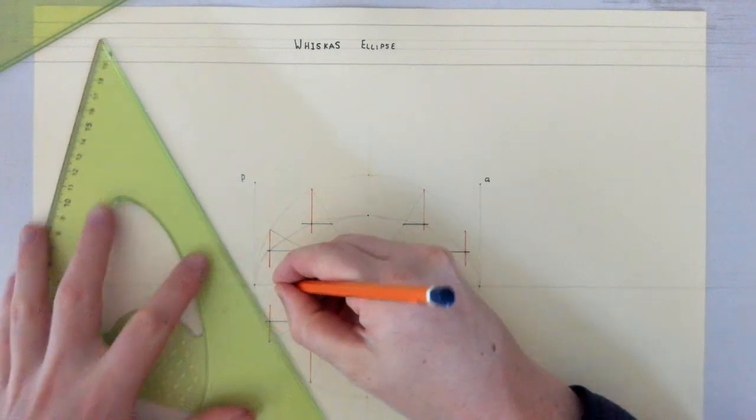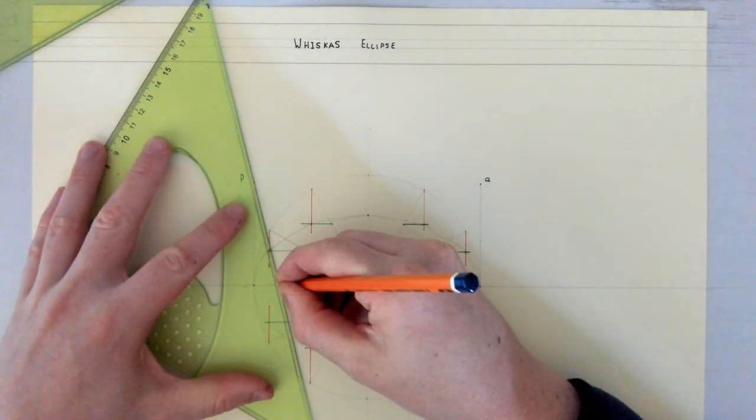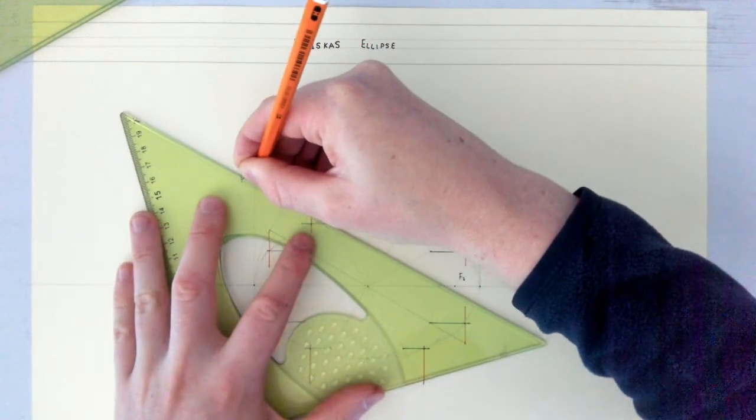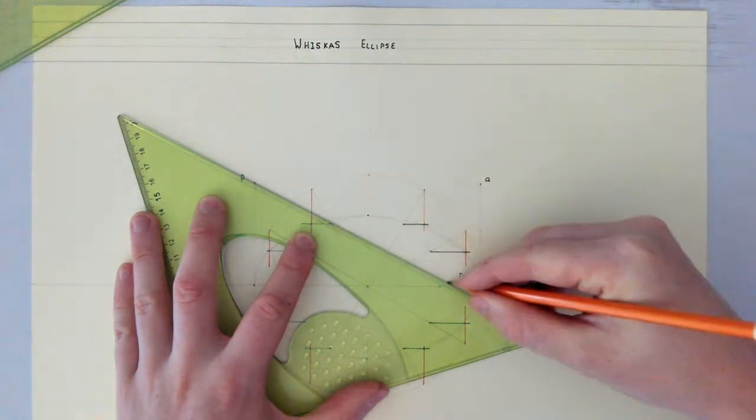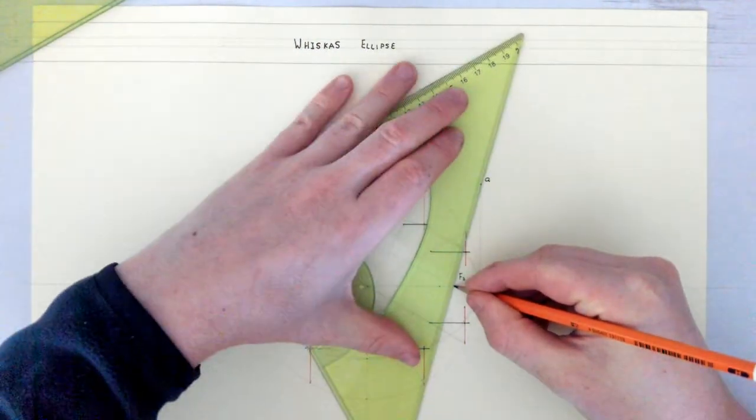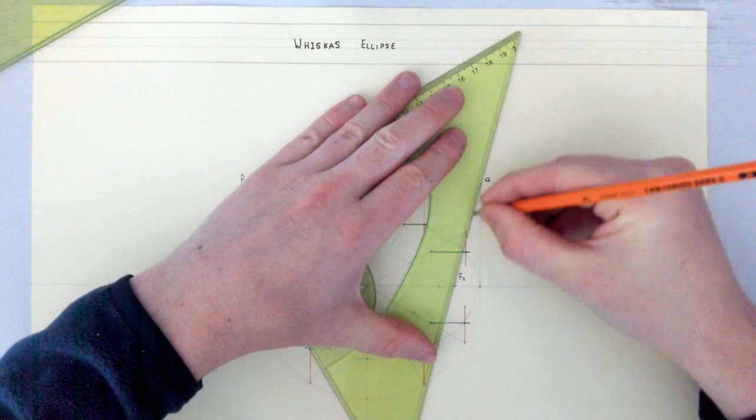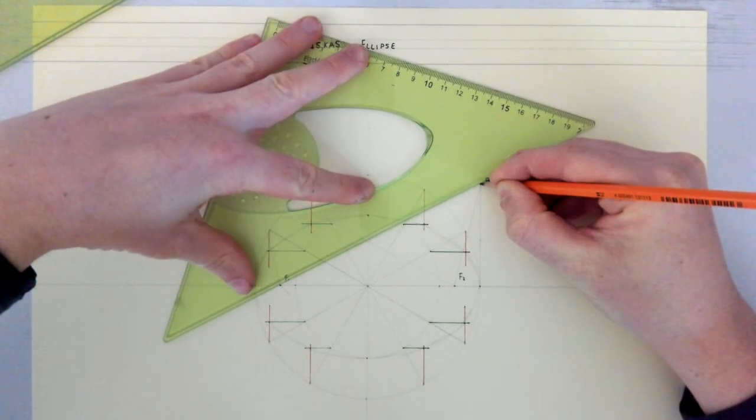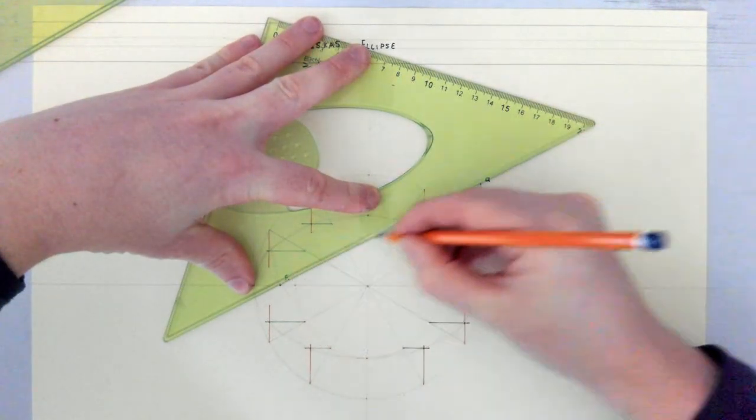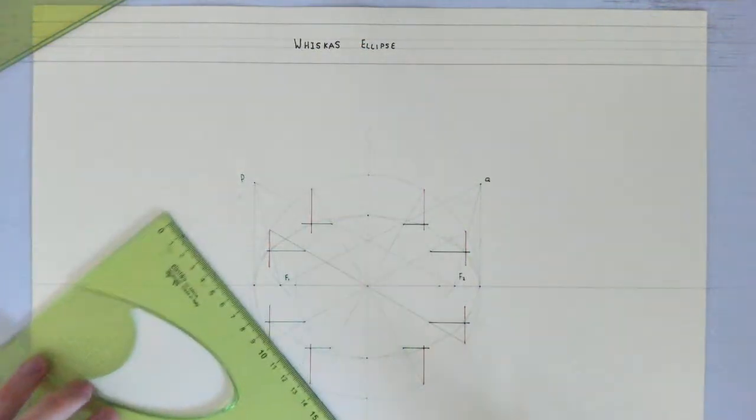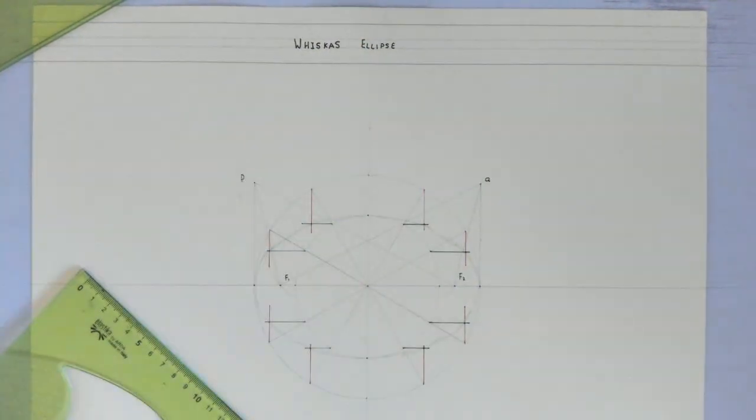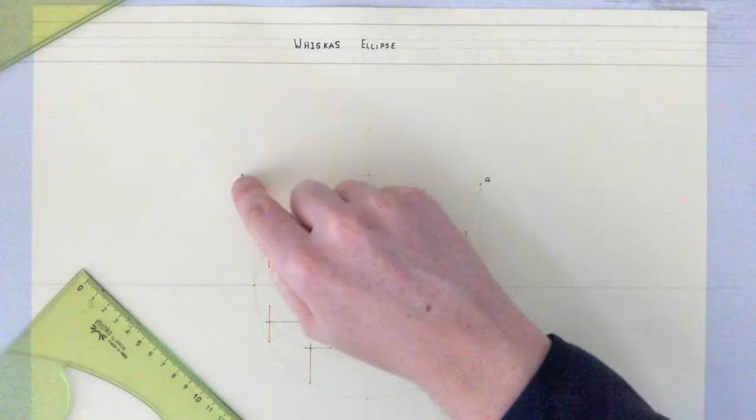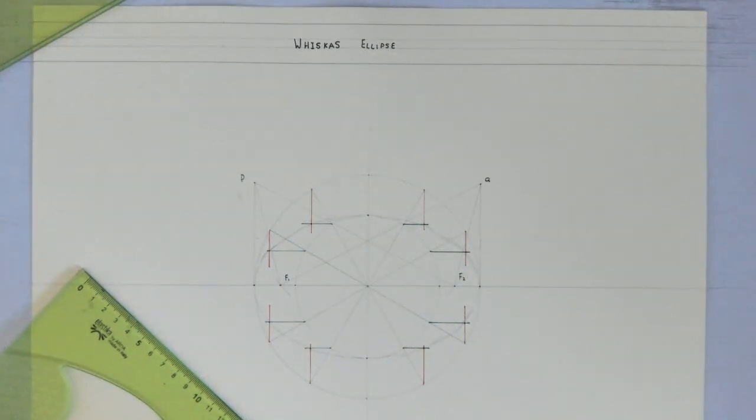So F1 is being joined up to P with a construction line for now. Then P is being joined up with F2. F2 is being joined up to Q. And Q is being joined up to F1. Okay, so we have all our construction lines done now. It's just a matter of going over our ellipse with firm lines and to put in the ears as well in firm lines.